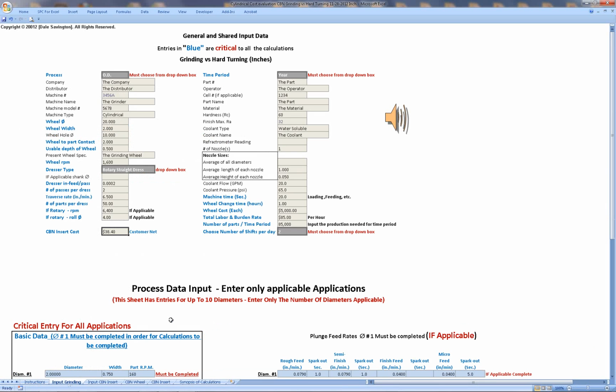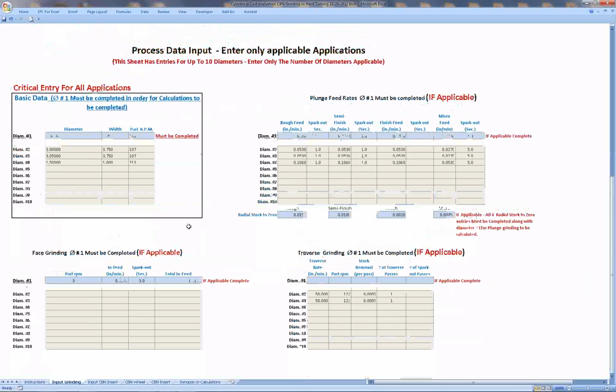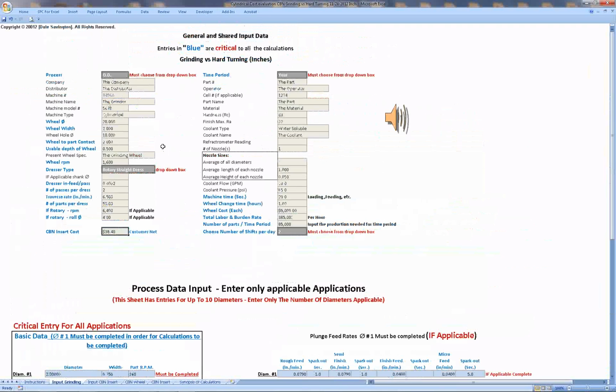It is accessible from the first sheet titled Input Grinding. We will start on this sheet and move through each, discussing the input and how it works. The top section is broken into 2 sections. The top section is the general input that's used interactively with all the sheets.